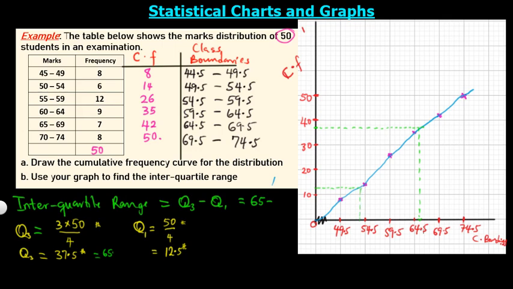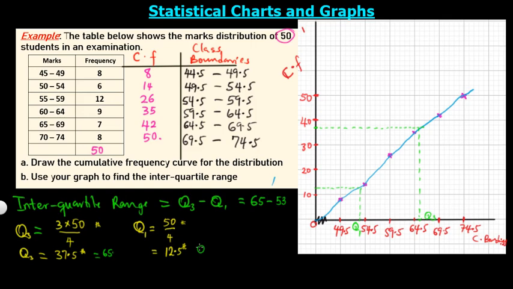This is where we have our Q3. This is where we have our Q1. So this is just one box before 54.5. That's 53. So our Q1 is equals to 53.